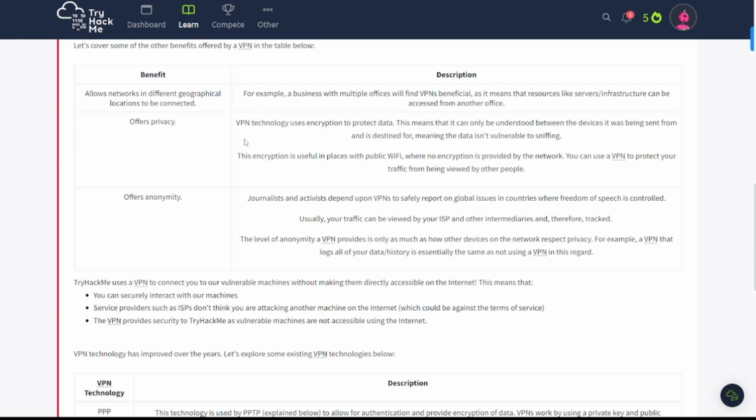It offers privacy. VPN technology uses encryption to protect data. This means that it can only be understood between the devices it was being sent from and is destined for, meaning that the data isn't vulnerable to sniffing.